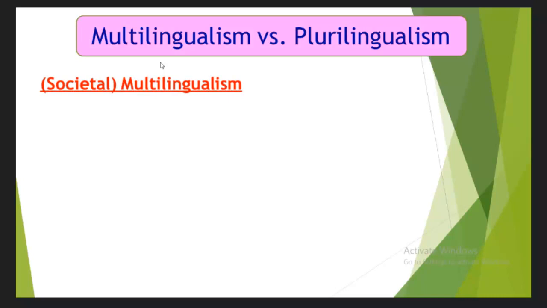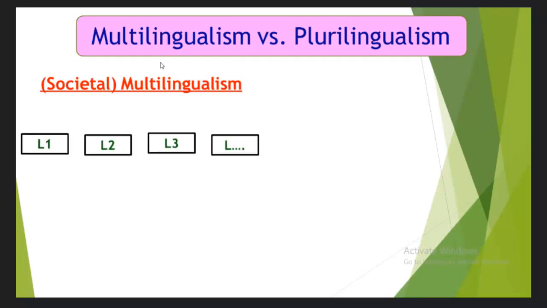The first one I want to mention is about multilingualism, and as you can see, there is an entity that is societal before the word multilingualism, right? So look at these diagrams. Here are the numbers of languages that someone can possess, and when you look at this diagram, you can see that there are no relations between the multiple languages here.